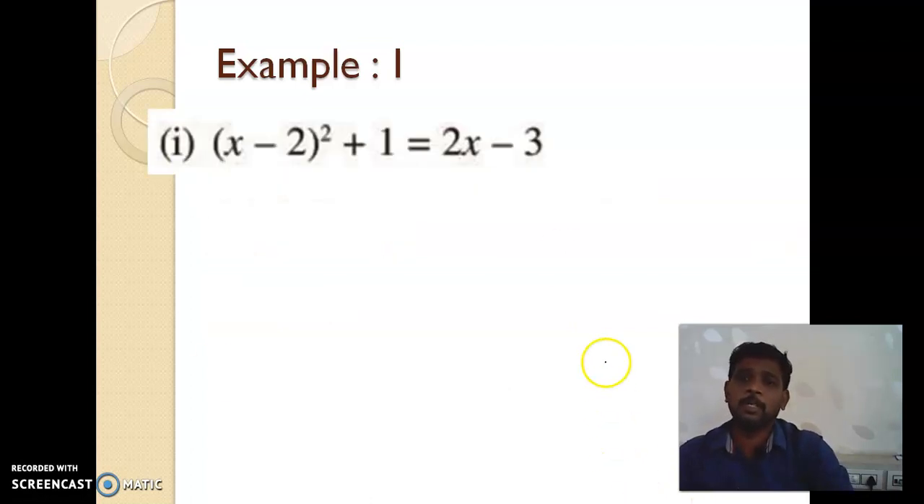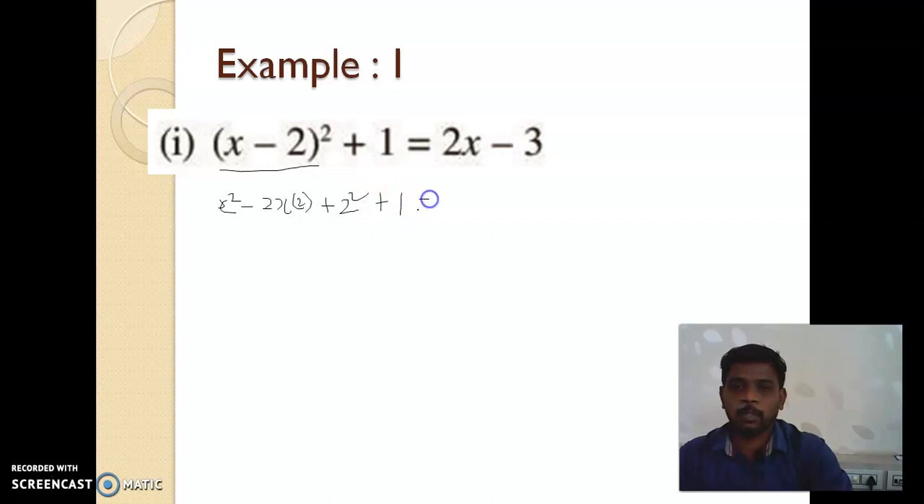Look at the first question. Here the variables are here and also there. Now we are going to simplify it and write it with a single term. How can we simplify this? By using the (a minus b) whole square formula. So what is the formula? a square, so here x square, minus 2ab, where 2ab is 2 times x times 2, plus b square, so plus 2 square, and equal to 2x minus 3.